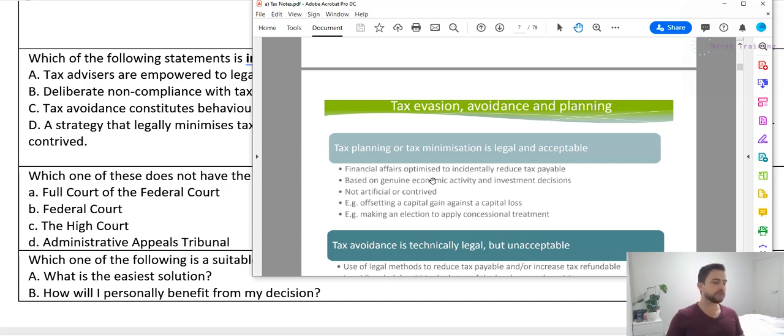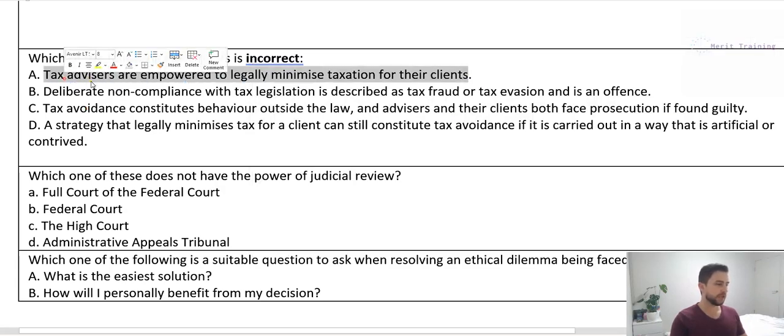And you might even pursue actively certain strategies within that framework which allows you to minimize your tax. That's perfectly legal, and they're empowered to do so. So A is correct, but we're trying to find the incorrect one. So let's skip A and move on to B.